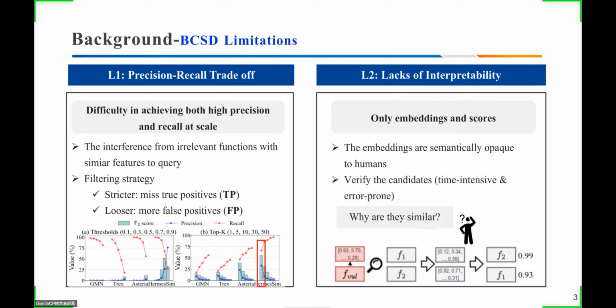Second, these methods lack interpretability, outputting only embeddings and similarity scores that are opaque to humans. Analysts must manually verify candidates, which is time-consuming and error-prone.